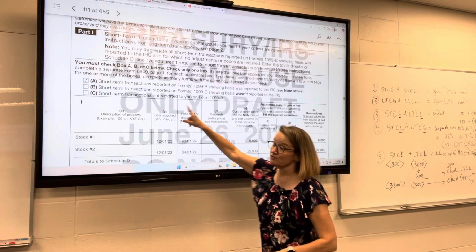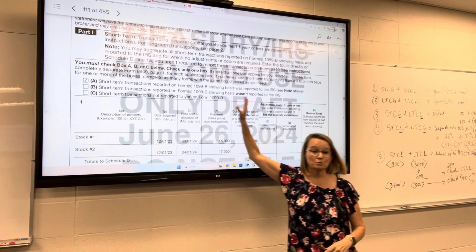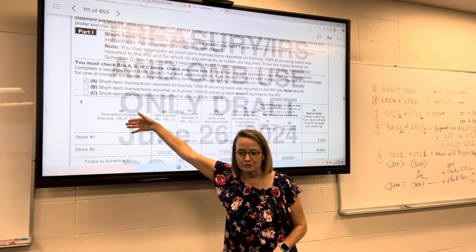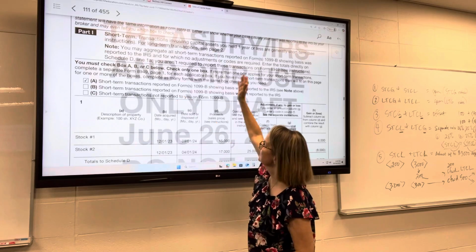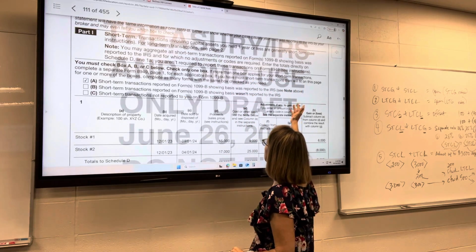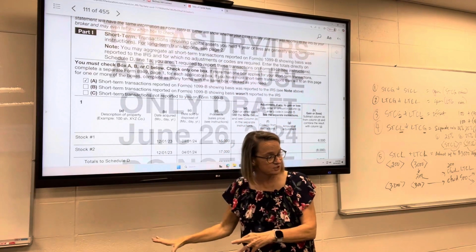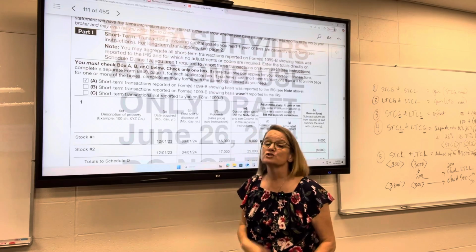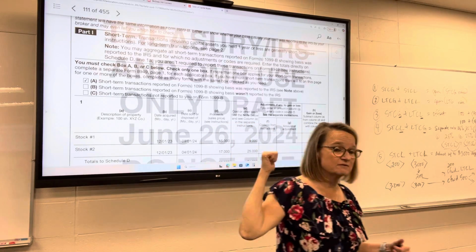Now, there are 3 more options, because these were all short-term, and now long-term. So long-term transactions reported on 1099-B, basis was reported, all those transactions would be on an 8949. So you have the potential to have 6 of these forms.